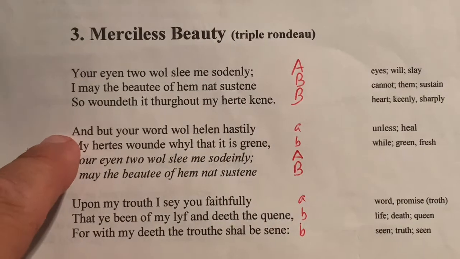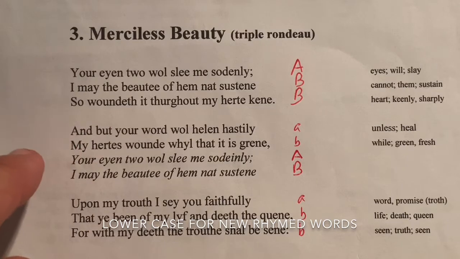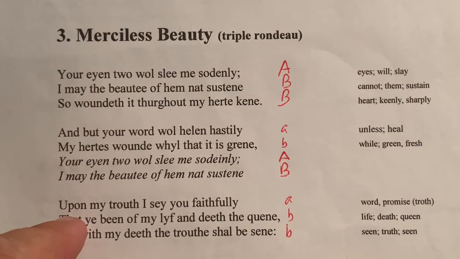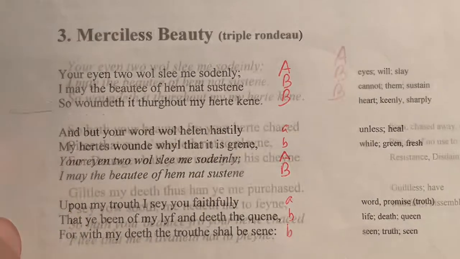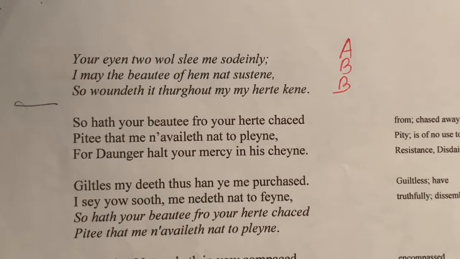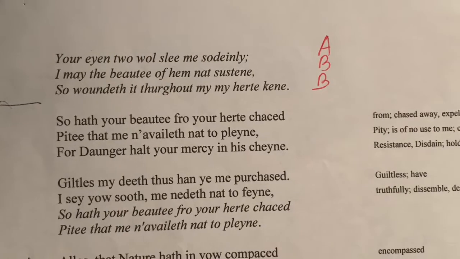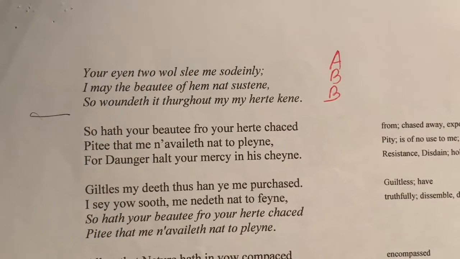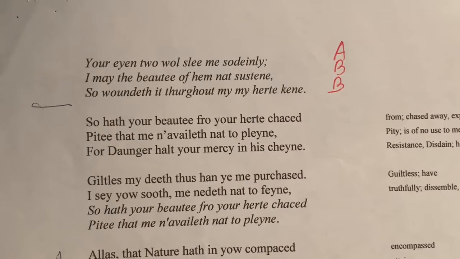Then we have 2 lines of new material. And then this is the half refrain. It is the first 2 lines of the refrain in A, B. And then it continues with 3 lines of new material, ending with the full refrain. And then this pattern will repeat itself 2 more times because this is a rondeau tercet. So each rondeau will be 13 lines.